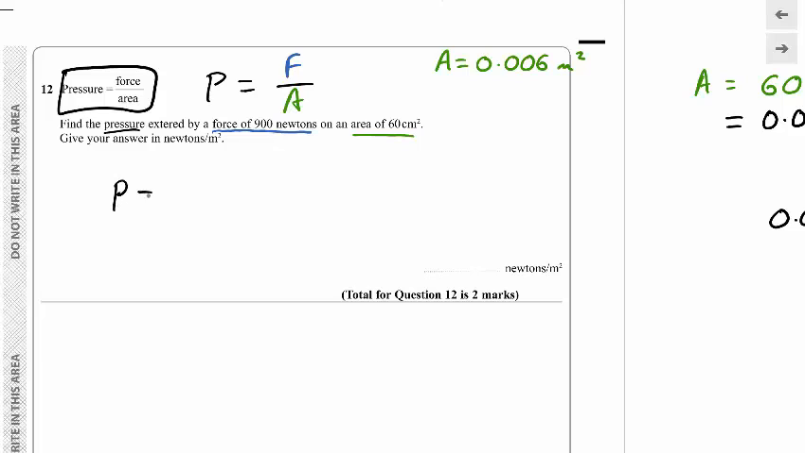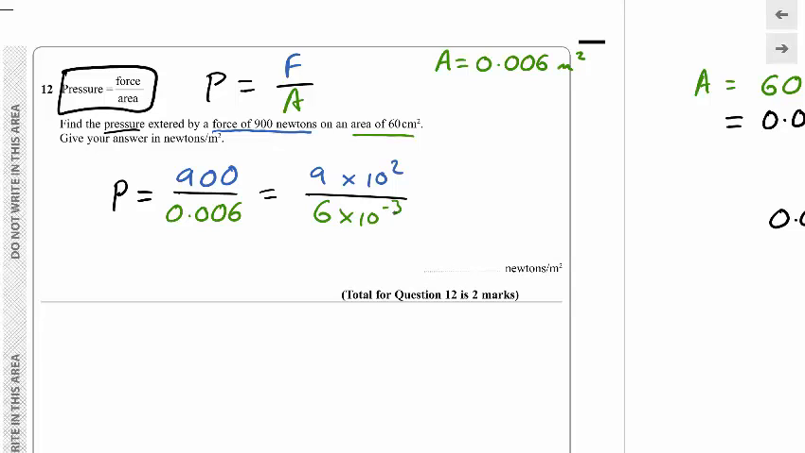So pressure is equal to force, which is 900, divided by my new area, the area which I want is the metre squared one, so it's divided by 0.006. I'm going to immediately convert this into standard form. So 900 is just 9 times 10 to the 2, because times 10 to the 2 is 100. Divided by 6 times 10 to the minus 3, which I just worked out on the previous page. And you can verify that that's the same.